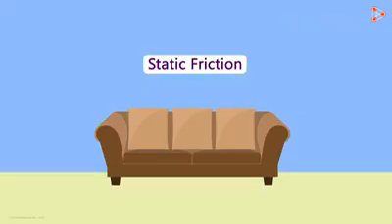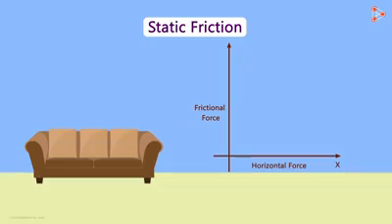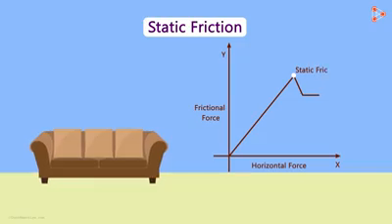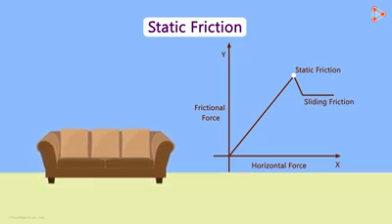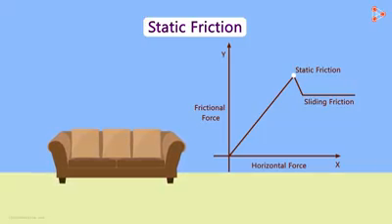We assume that the force you apply is the horizontal force represented by the x-axis, and the frictional force applied by the floor is represented by the y-axis. Now, as you increase the horizontal force applied, the frictional force is also increasing accordingly to keep the sofa at rest. This continues till a point where the sofa just starts moving. And that's where the static friction ends and the sliding friction begins. The sliding friction is more or less constant if you notice.